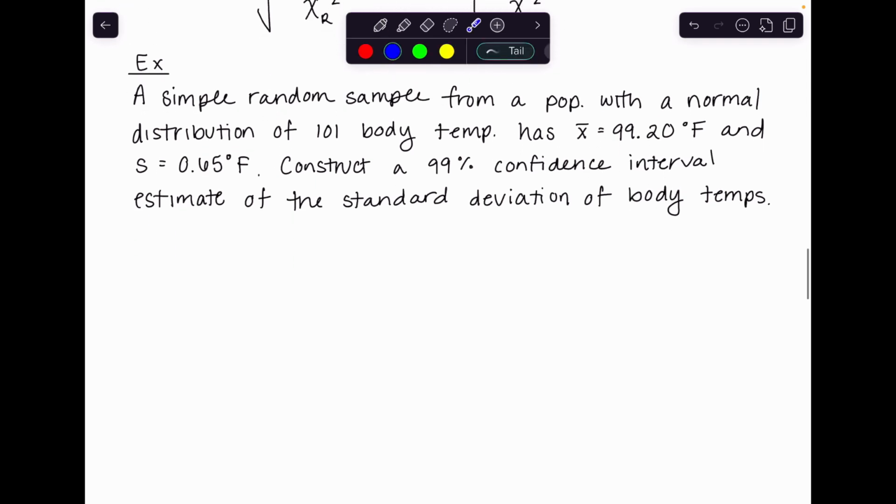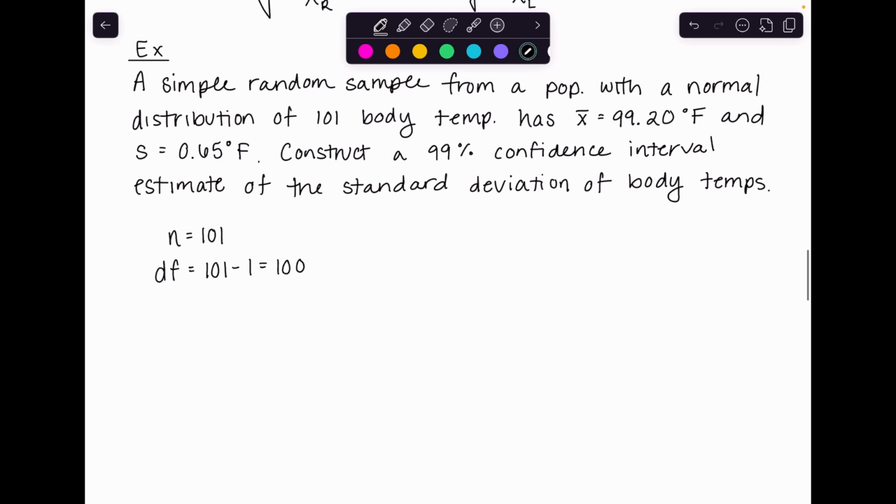So again, I got to make sure those requirements are set. I'm just not going to write them down, but we have a simple random sample and that population has a normal distribution. So I'm all good. So I need to first figure out my degrees of freedom because that's going to tell me which row I have to look in my chi-square chart. There are 101 data samples, so my degrees of freedom is 1 less. So we have 100 degrees of freedom. I need to figure out those critical values, and then I can go ahead and find my upper and lower bounds. So again, I like to draw a picture for this.